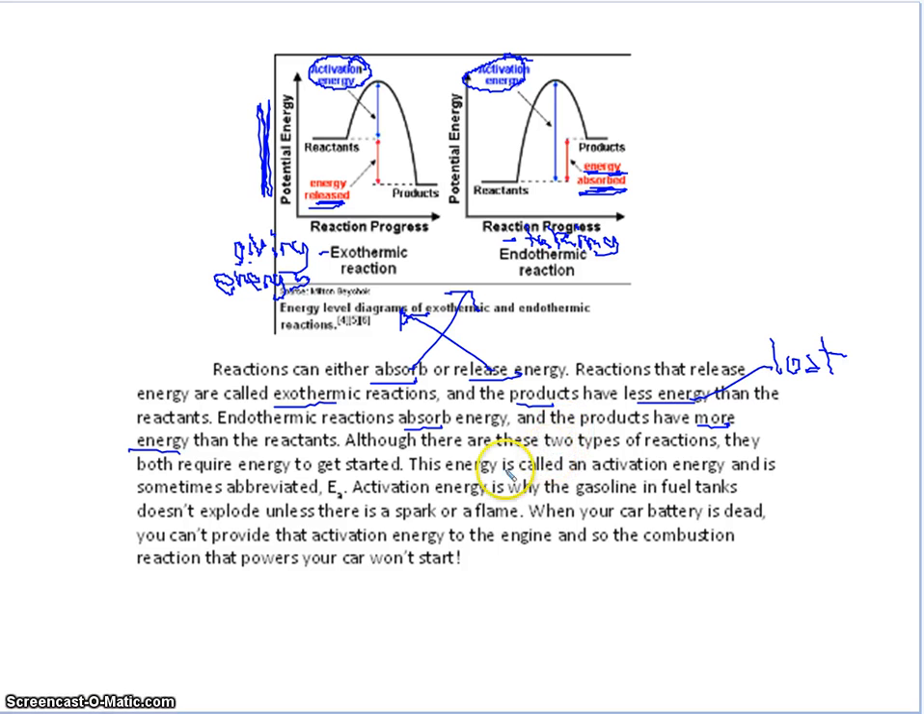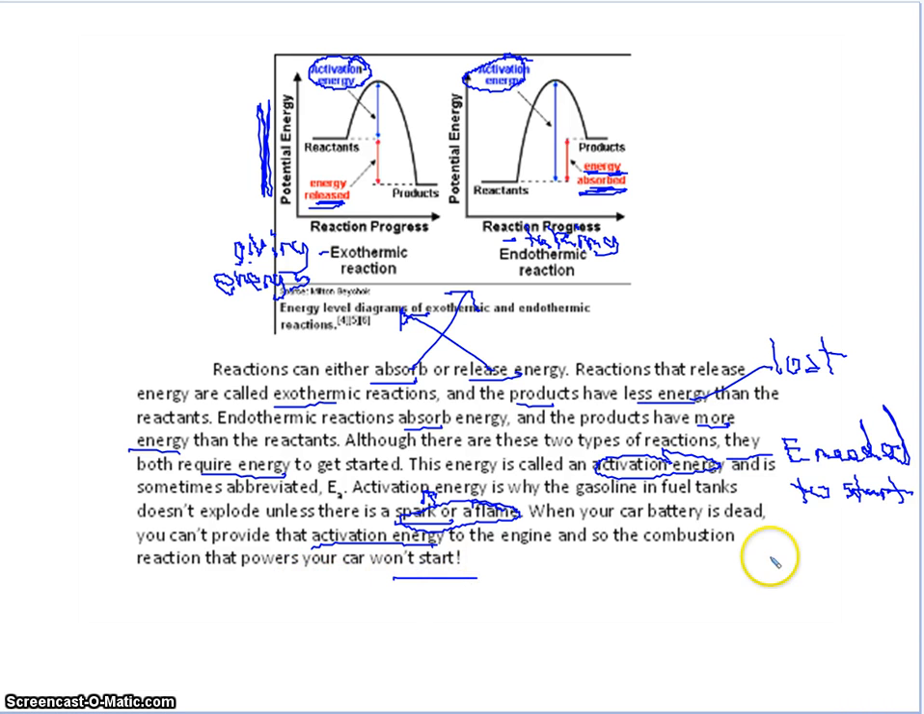Although there are these two types of reactions, see how I just restarted reading it? Sometimes you got to do that. They both require energy to start. This energy is called the activation energy. So this is the energy needed to start, and is sometimes abbreviated EA. Activation energy is why the gasoline in fuel tanks doesn't explode unless there's a spark or flame. So the spark or flame is the activation energy. When your car battery is dead, you can't provide the activation energy to the engine, and so the combustion reaction that powers your car won't start.